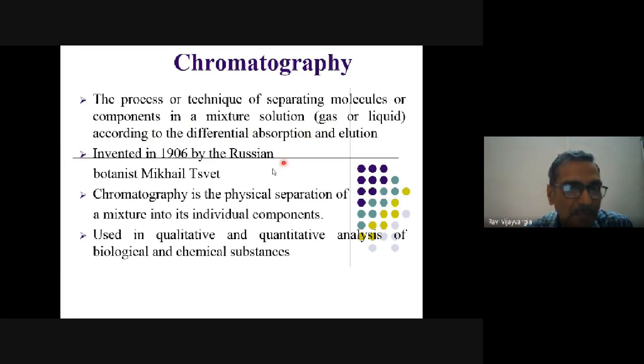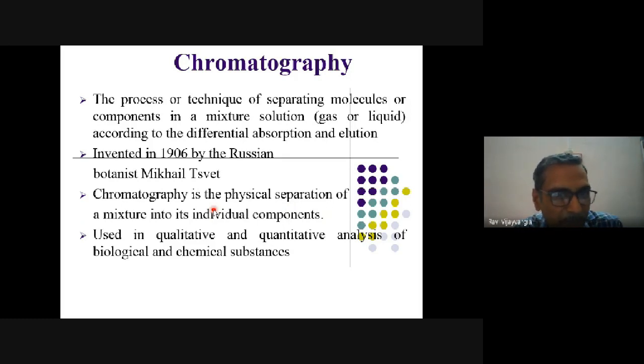This term and the technique were invented in 1906 by the Russian botanist Mikhail Tswett. Basically, chromatography is the physical separation of a mixture into individual components. So the mixture need not always be proteins. You can have different mixtures. For example, mixtures of different dyes can also be separated by chromatography.